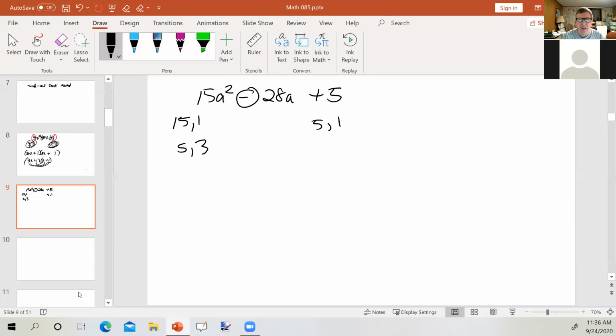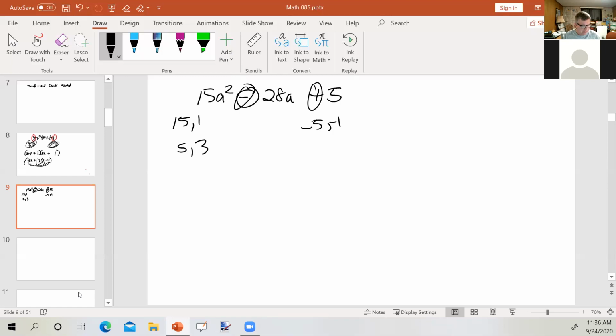Our middle term is negative, so that means these two numbers need to both be negative to get a positive product and a negative sum. Okay? Now, there's only one pair of numbers whose product is 5, but also gives us a negative in the middle. But I'm going to look at all the possible combinations now.